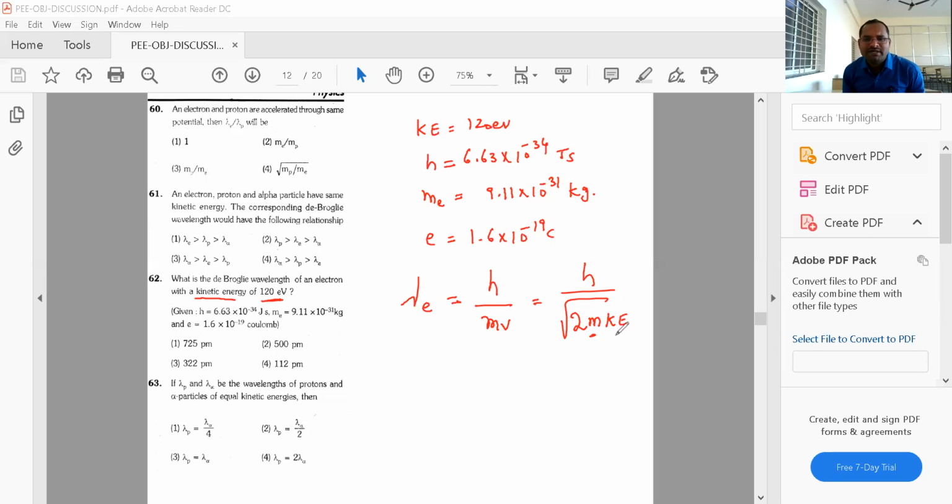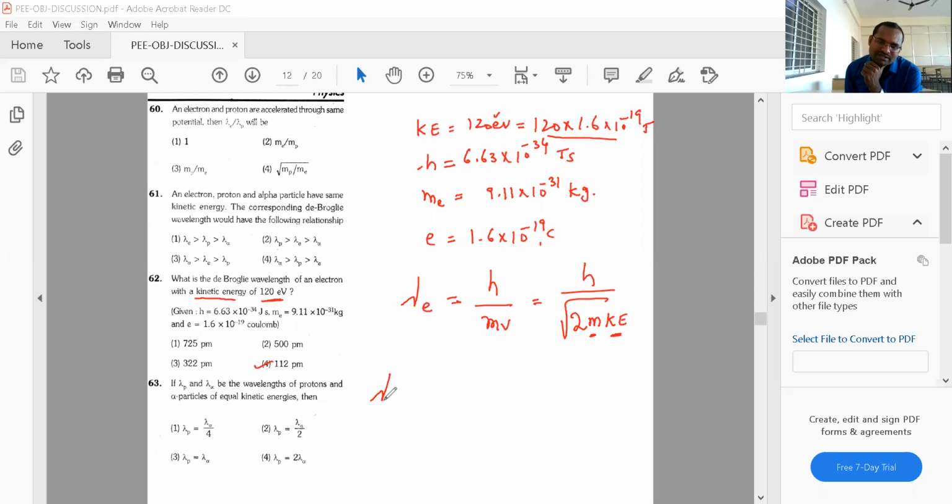Mass is given, kinetic energy is given, and h value is given. Kinetic energy is given in electron volt, so we have to convert it: 120 into 1.6 into 10 to the power of minus 19 joules. Substitute this value in place of kinetic energy, along with the mass of the electron. Do the calculation and you will get the answer. Option 2, 112 picometer, we will get. Pico means 10 to the power of minus 12. This is one method. Another method we have.